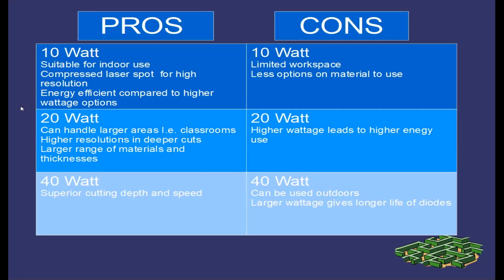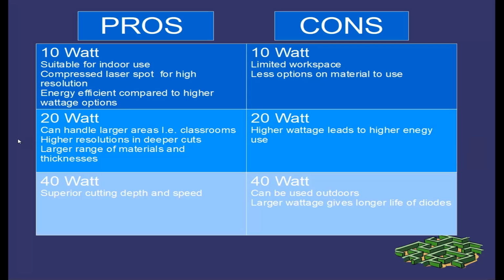The pros and cons of the different wattages here. Pros of 10 watts: suitable for indoor use, compressed laser spot for high resolution, energy efficient compared to other wattage options. Cons: you've only got limited workspace. You can't really make them much bigger than 400 to 500 millimeters in size, and you've got fewer options on material that you can use.